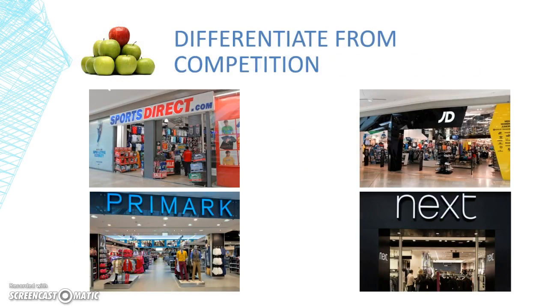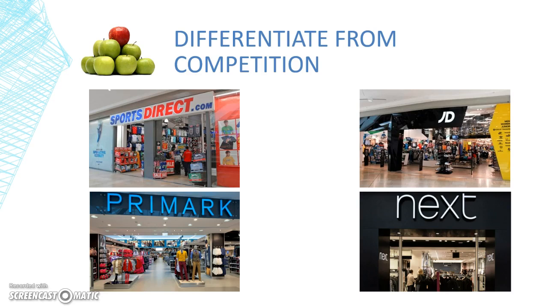Differentiate from your competition. Okay, so we could try and make ourselves different. Sports Direct competes pretty much on price. It tries to be one of the cheapest sportswear providers on the high street. JD, on the other hand, isn't competing with Sports Direct on price. JD is probably competing with Sports Direct quite a lot about brand image, or potentially the suppliers that they use. They get exclusive trainers within JD which Sports Direct can't stock.